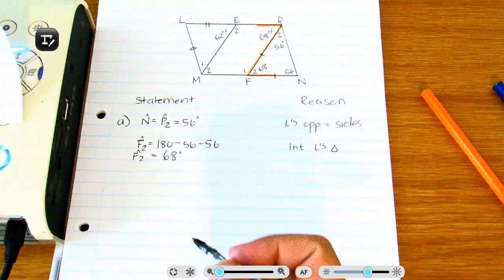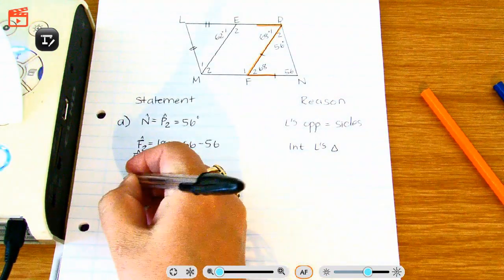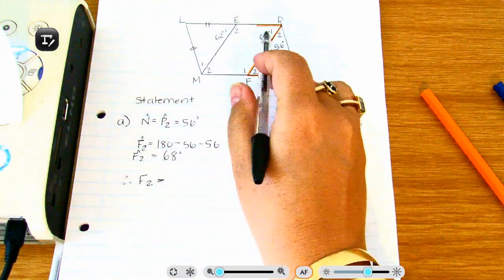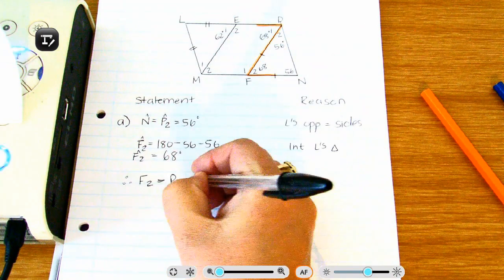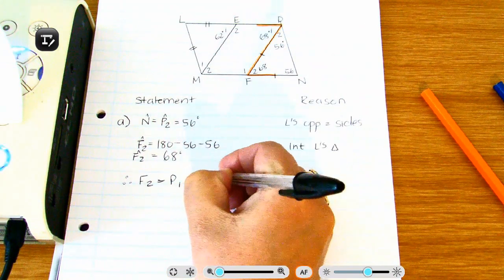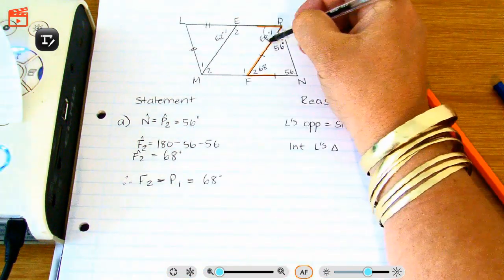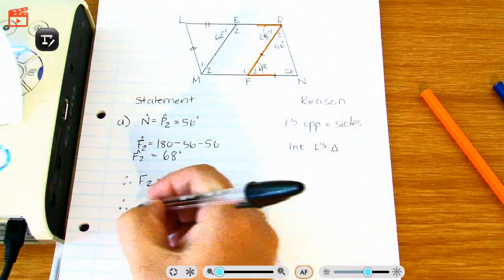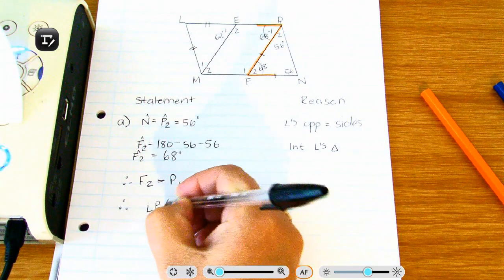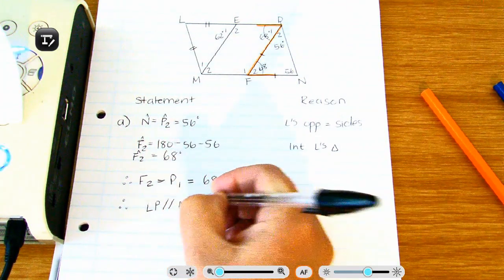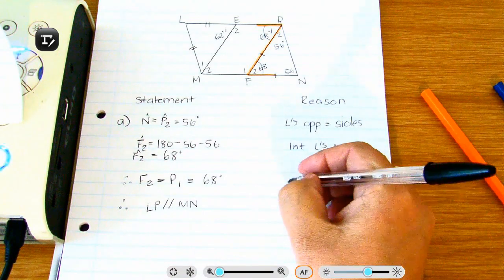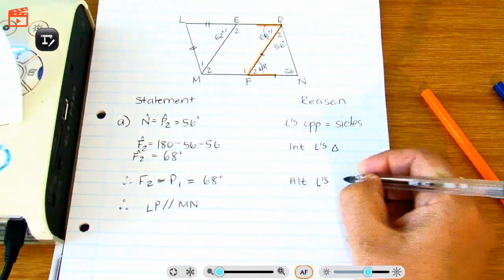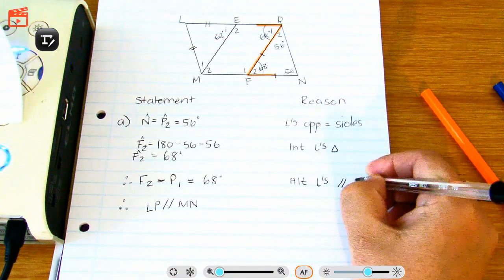So then what you would do there is you would say, therefore, angle F2 over here is equal to angle P1, which is equal to 68 degrees. And you can see, like I showed you, they form your alternate angles. So therefore, you would say that LP is parallel to MN, and you can just say there that it's alternate angles, which means that it's parallel lines.